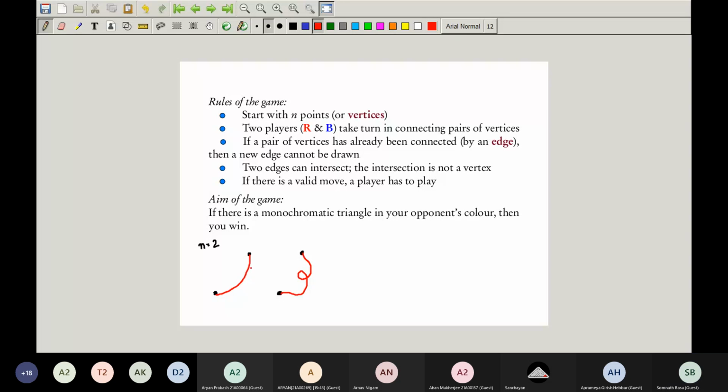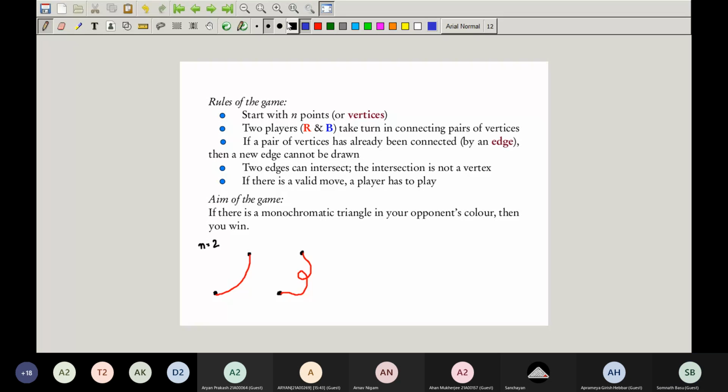But the point is, whenever the red player draws a path, the blue player has no more moves left, right? Because the blue player cannot draw a blue edge here anymore, because there's already an edge joining these 2 points. So the blue player has no move. So this is not even a 2-player game. It's just like a solitaire game, and it's not even that interesting or fun. Okay.